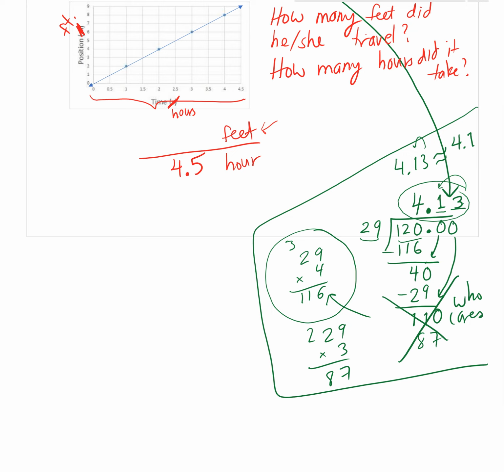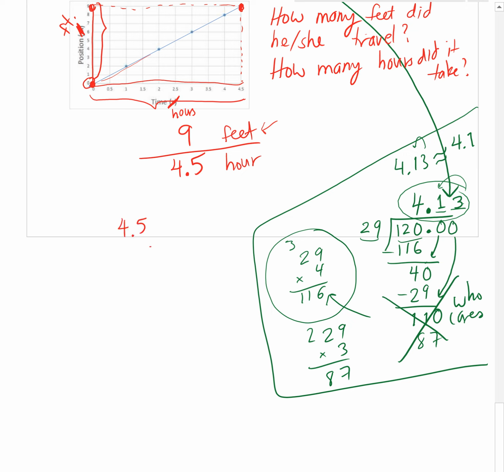And then what he did was, how many feet did he travel? That's the vertical distance. So he started at 0 feet, and you notice right here, by the time he got to 4.5 hours, he had traveled 9 feet. If you look at the line, he went from 0 feet to 9 feet, and it took him 4.5 hours. Okay, and I think I can divide those, right?